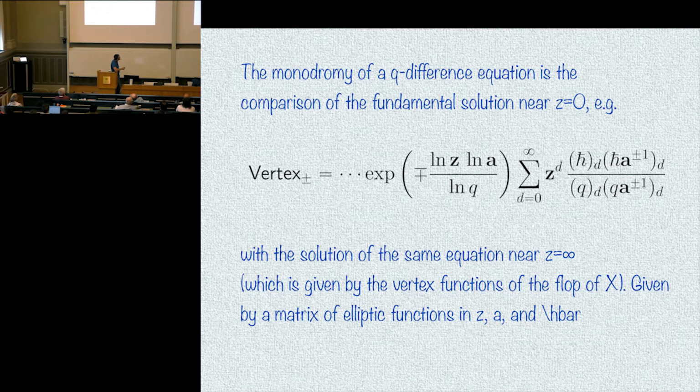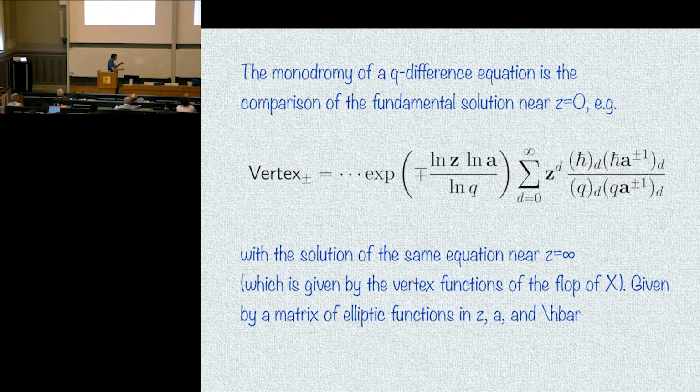So what it is, you compare. Monodromy is always a comparison of different solutions, but here you compare the solutions you get. So you have a Q-difference equation, an equation with respect to shifting Z by Q, and that has two fixed points, Z equals 0 and Z equals infinity. And you take the solution that you find near 0. An example of this is a solution of whatever equation it solves.